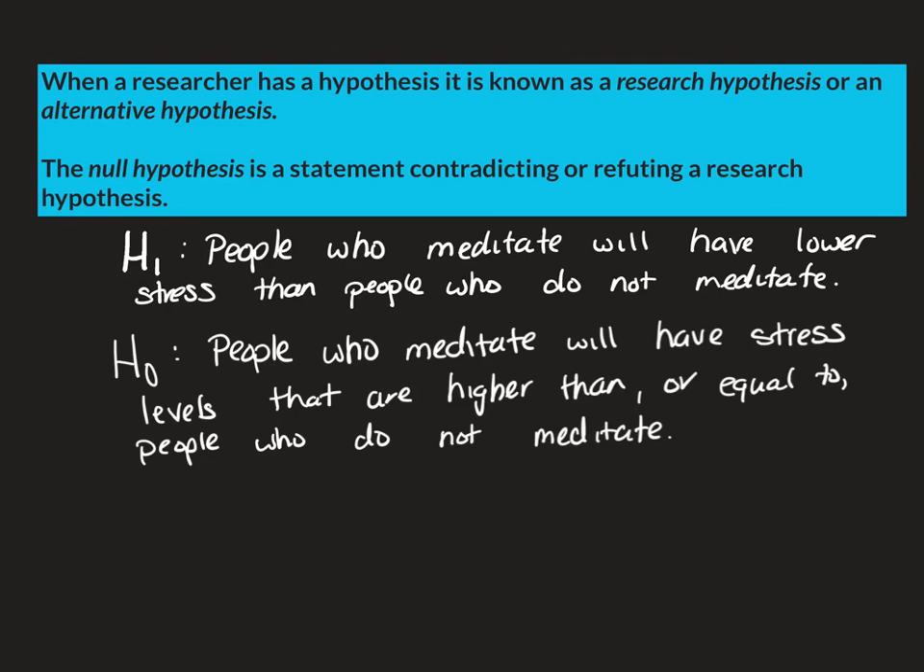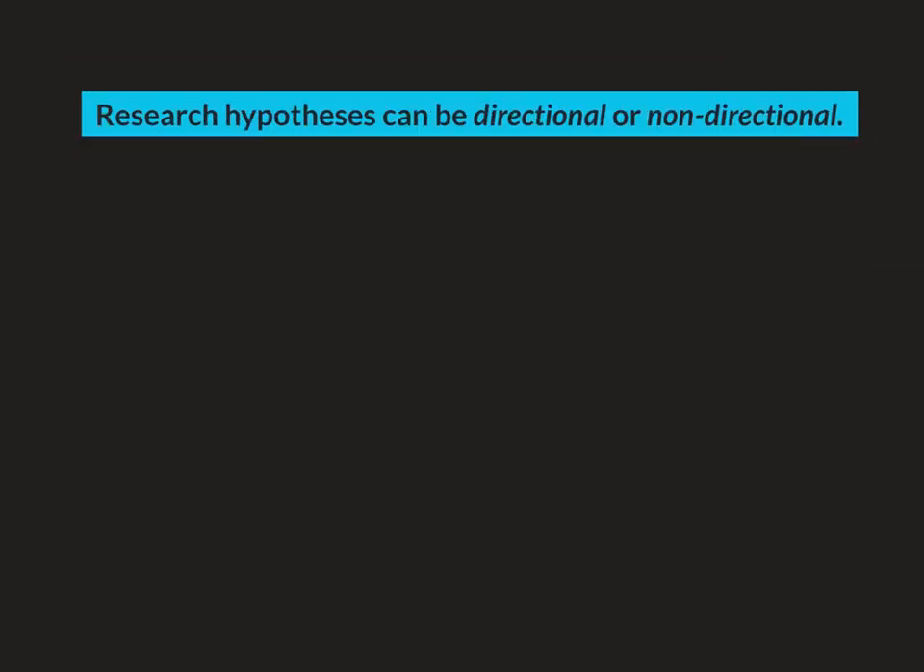So to summarize, a research hypothesis is our statement done by researchers about what is expected to be true, and a null hypothesis is generated from that as a contradiction to the research hypothesis. A null hypothesis is presumed to be true until the researcher has enough evidence to reject the null. Let's take a moment to differentiate between a directional hypothesis and a non-directional hypothesis. The names tell you what the difference is.